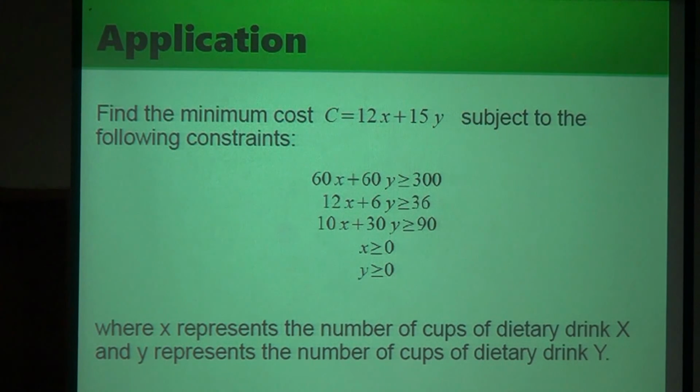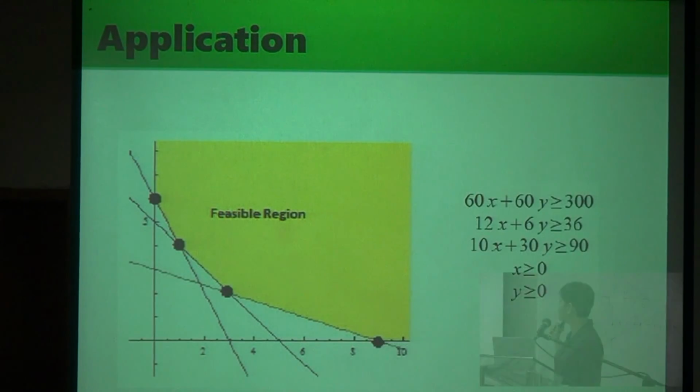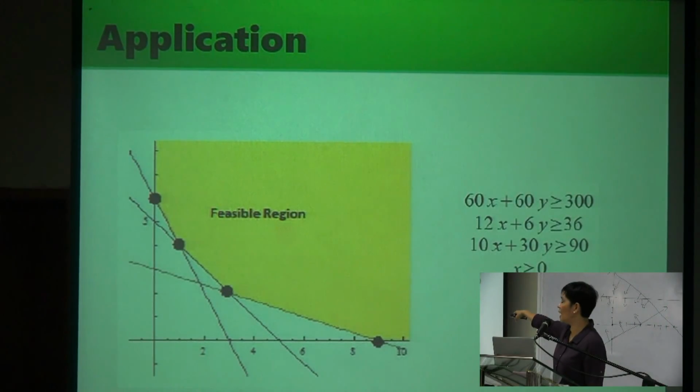As simple as that. But you have to be very careful in discussing this because we cannot find the maximum for this problem because we have an unbounded region. Okay? So for this problem, we have 4 corner points.